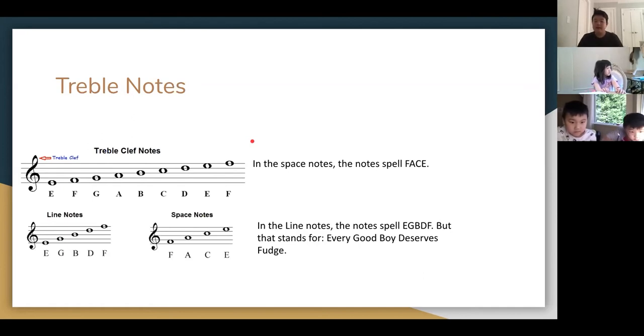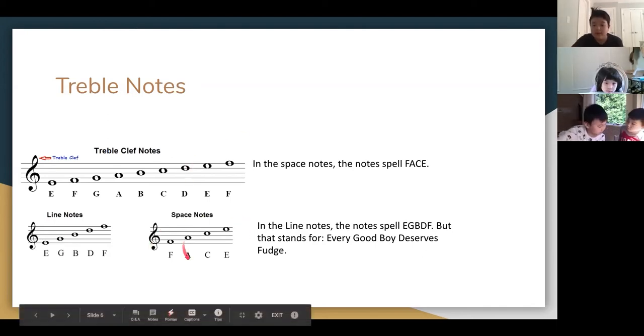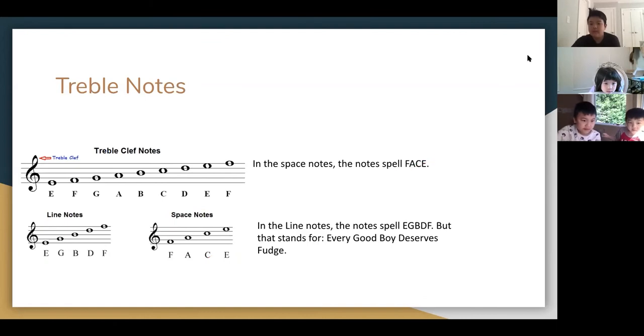Something that I was taught, and that I still use now when I'm having trouble reading which note is which, is to look at what the notes could spell. On the treble clef, the space notes you see at the bottom right, this part, spell the word face. If you guys know how to spell the word face.